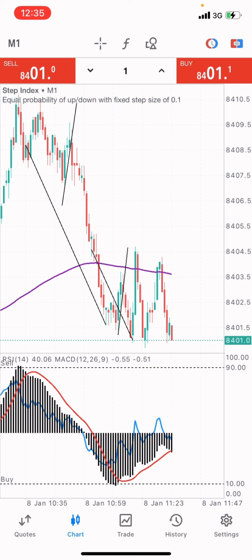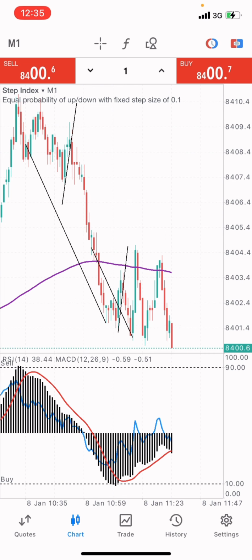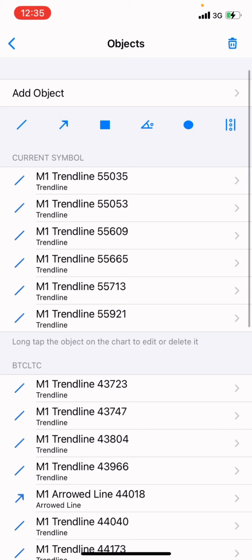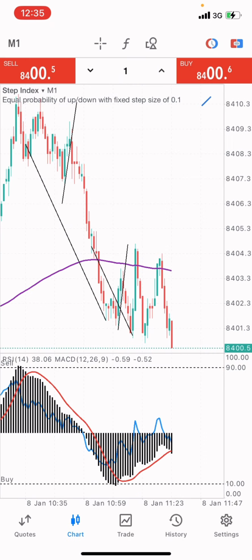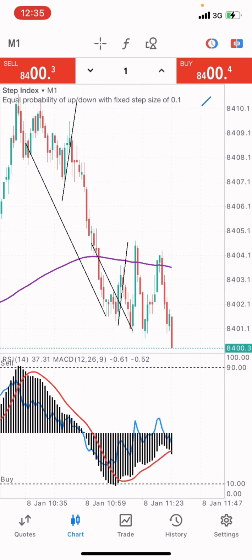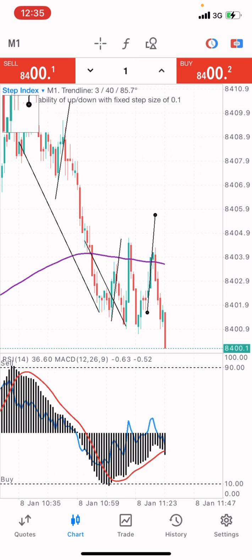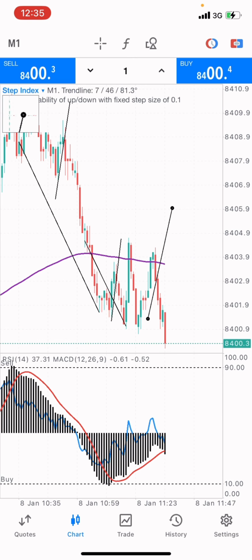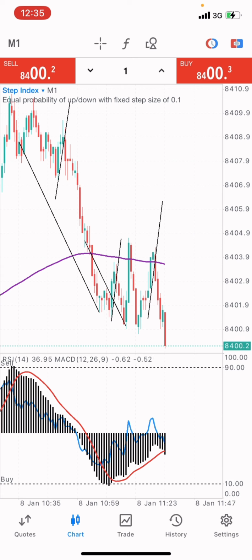You can grow your small account on Stepindex using this awesome strategy that I've just shared with you guys. Now for a quick one, guys, just to remind you that this strategy is working perfectly. If you take the trend line right here from this down upwards, you can see that there was a breakout. This is the breakout. Take a look. There was a breakout here and the market sold.